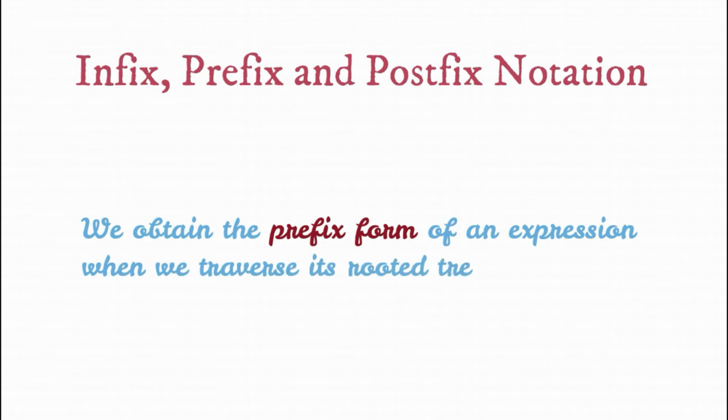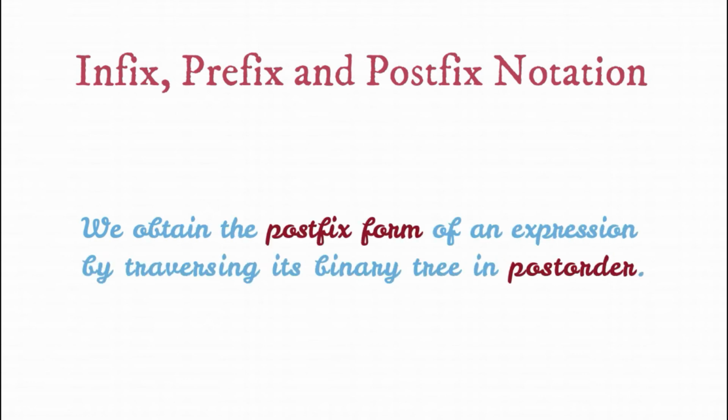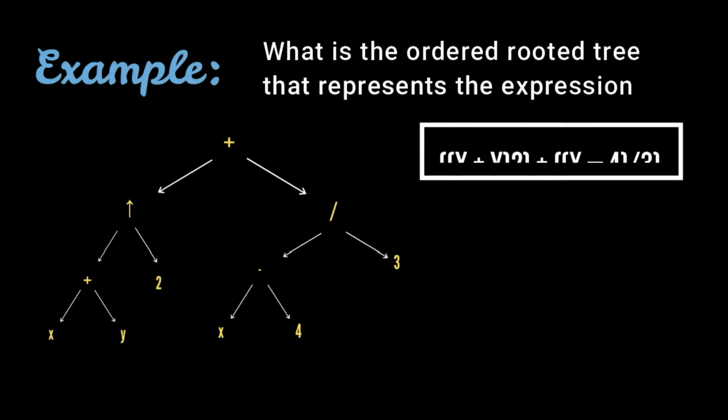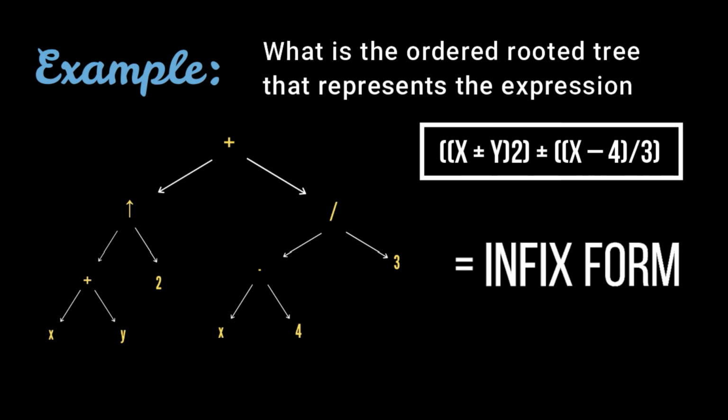We obtain the prefix form of an expression when we traverse its rooted tree in pre-order. We obtain the postfix form of an expression by traversing its binary tree in post-order. Now for the example, what is the ordered rooted tree that represents this expression? The answer is the infix form.